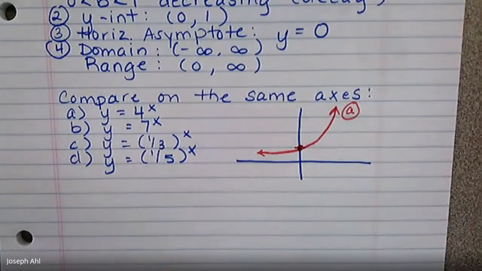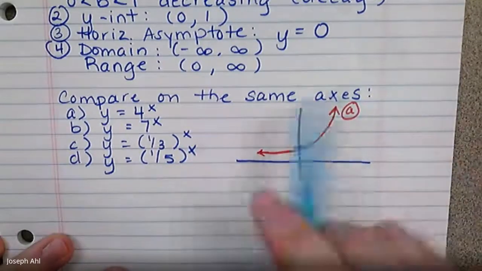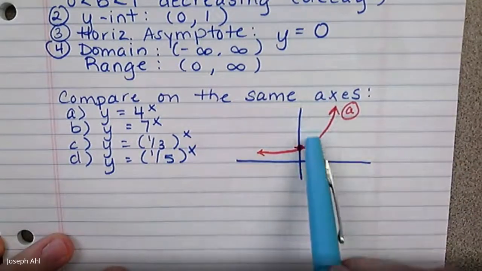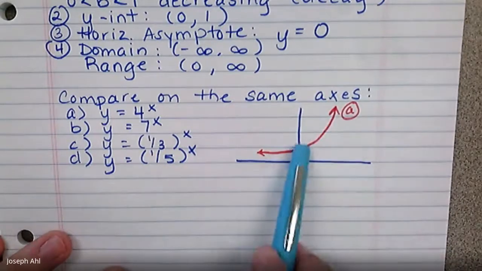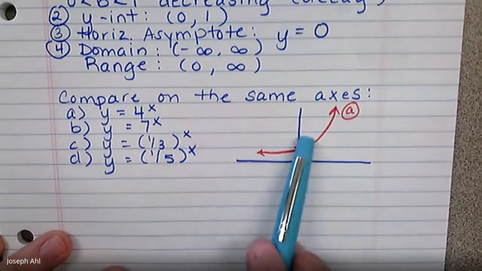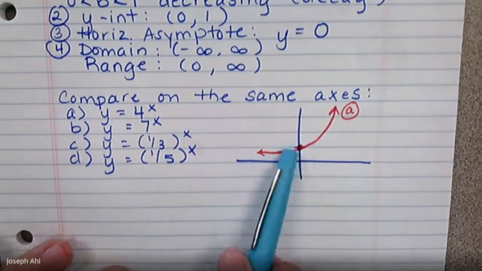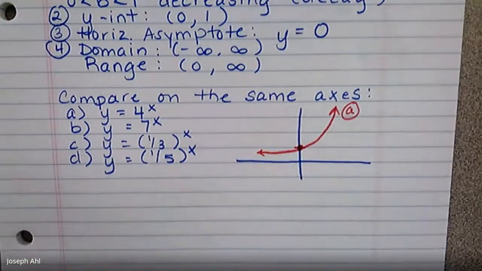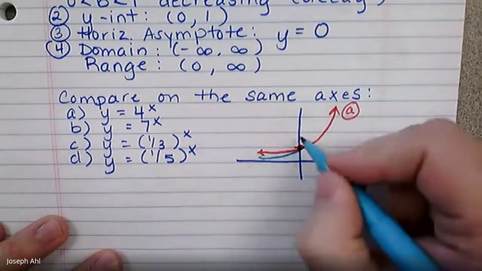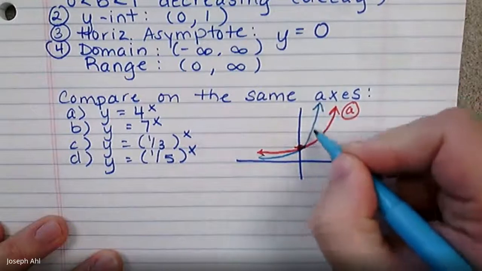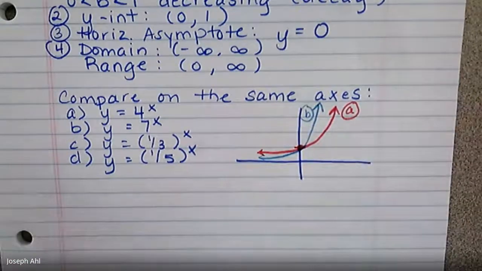Well, 7 to the x on the positive side of the x-axis is going to grow a lot faster, right? I mean, 7 squared is 49, 4 squared is only 16. But on the negative side, it will come below 4 to the x. It is going to decrease to 0 faster than 4 to the x would. So it will be lower on this side, but as soon as you cross the y-axis, it's going to grow so much faster than 4 to the x. So that might be something like what B would look like.